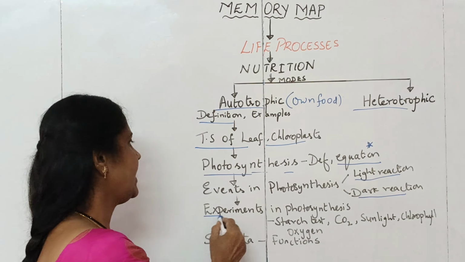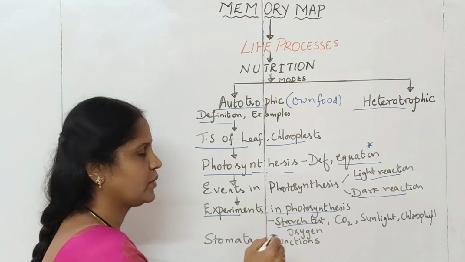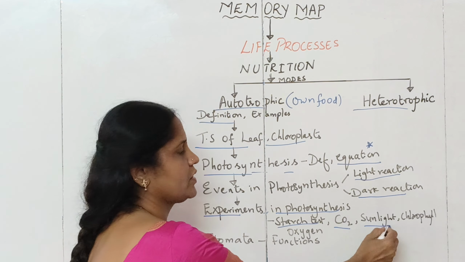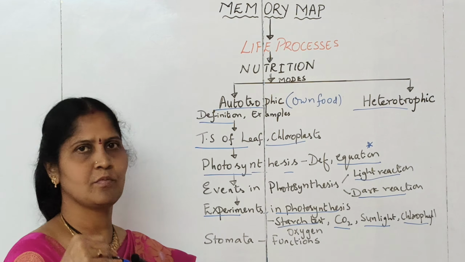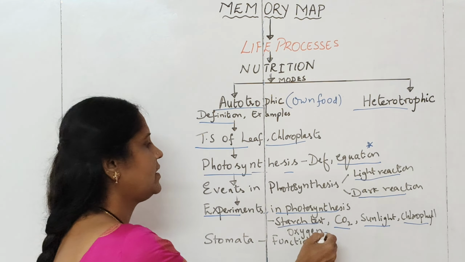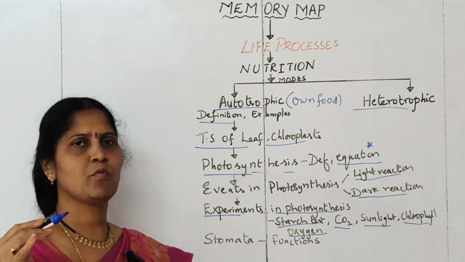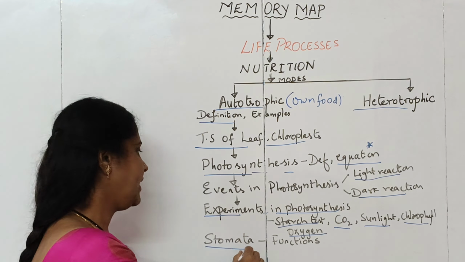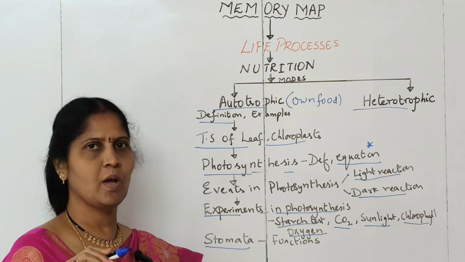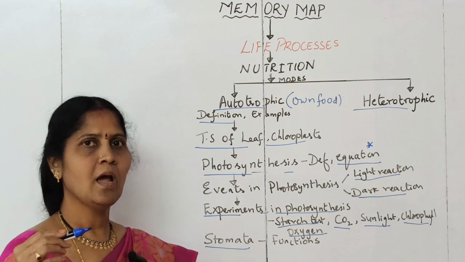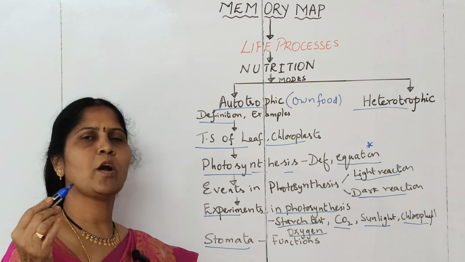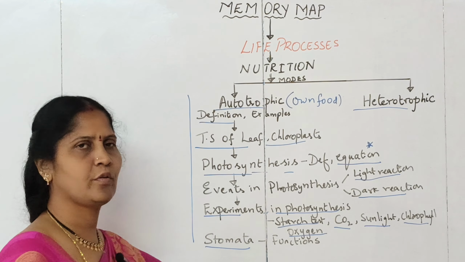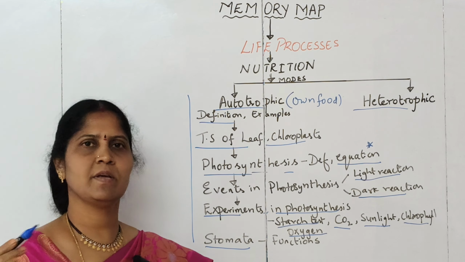Then we have seen the experiments in photosynthesis, where we discussed the starch test as the first test. Then we discussed the importance of carbon dioxide, sunlight, and chlorophyll for the process of photosynthesis. And we have seen whether oxygen is really evolved during photosynthesis or not. So these were all the experiments that have been discussed. And finally, we landed up with a small topic of stomata, wherein we discussed how the stomata look, how we have to see it under the microscope, and what the functions of the stomata are. So like this, we have covered the entire topic of autotrophic nutrition in all the previous videos.